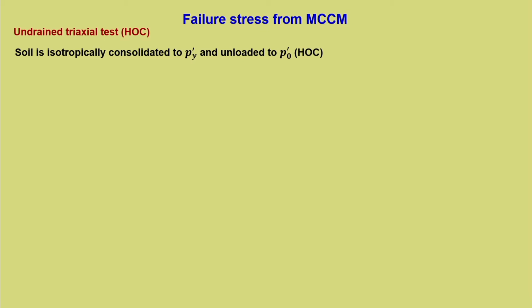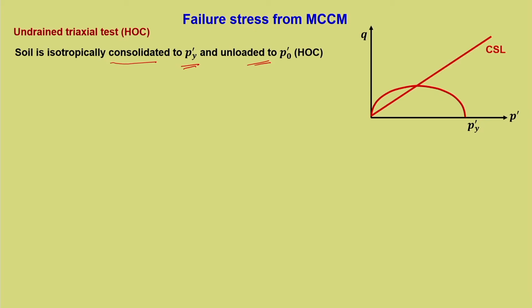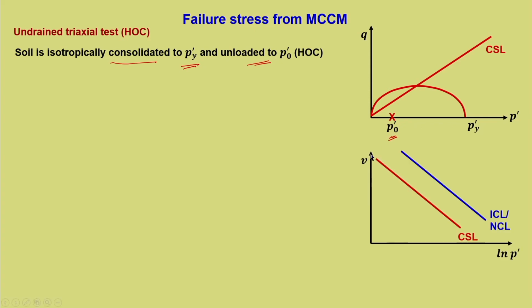Now, let us see undrained triaxial test for heavily over consolidated. So, soil is isotropically consolidated to P dash y and then unloaded to P naught dash, the same procedure, but the unloading is much higher. So, P dash y, yield curve, critical state line. Now, you can see that it is slightly towards the left end because it is heavily over consolidated.